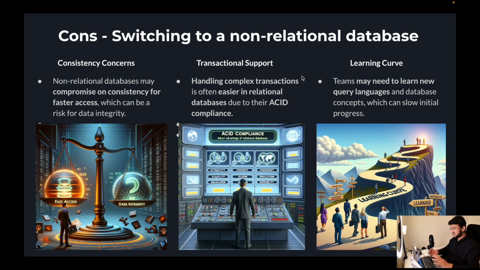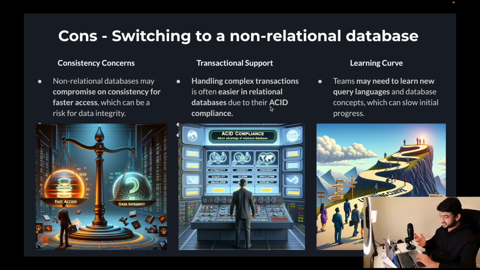Let's talk about a few cons. The first one is consistency constraints. We know it is fast and accessible, but when it comes to data integrity and risk, that is one area where you need to think carefully. The next one is transactional support. Handling complex transactions is easier in an RDB due to its ACID compliance.